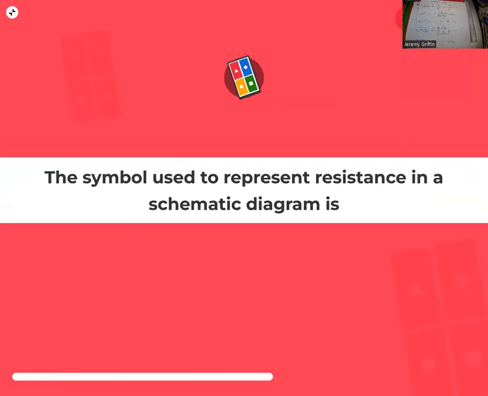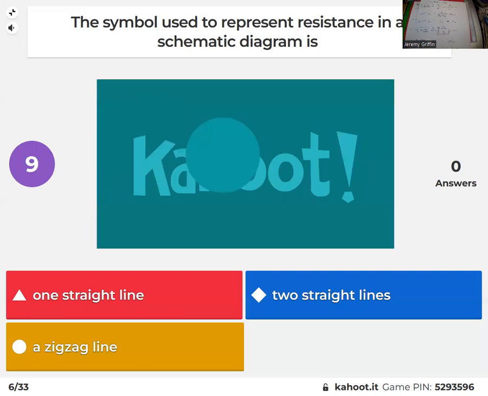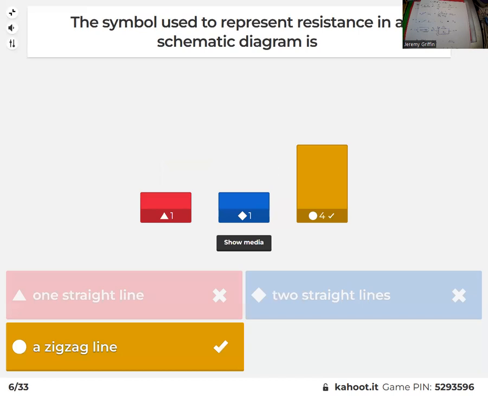The symbol to represent resistance, yeah, zigzag line represents a resistor, right? Now, two straight lines, if they're the same size, that's a capacitor. If they're different lengths, that could be a voltage source. But yeah, zigzag line, there's your resistor right there.